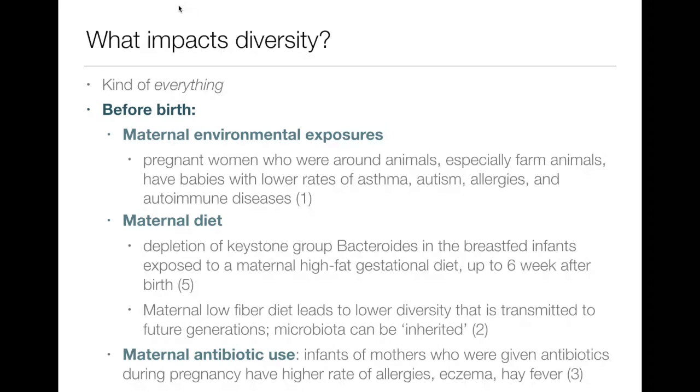And you'll hear me mention antibiotic use a lot tonight, but antibiotic use by mothers during pregnancy has lasting effects on the microbiomes of their children, even after birth, which has been shown to lead to higher incidence of allergies, eczema, and hay fever, which are kind of that allergic response category.